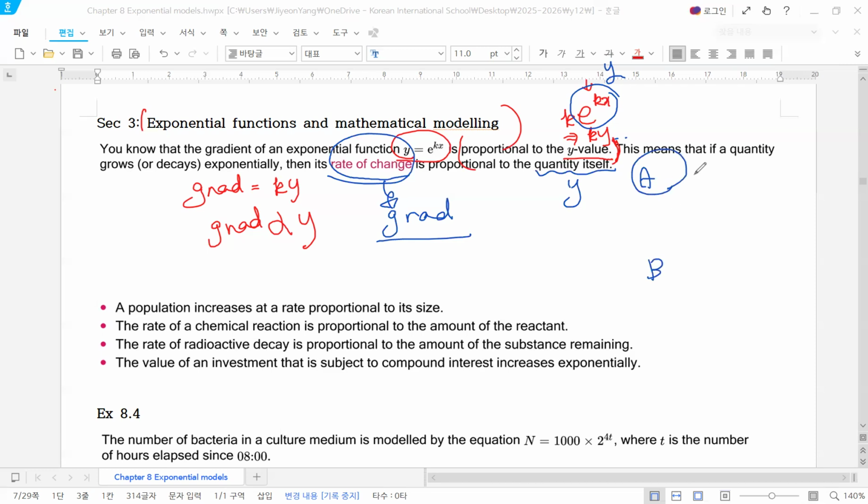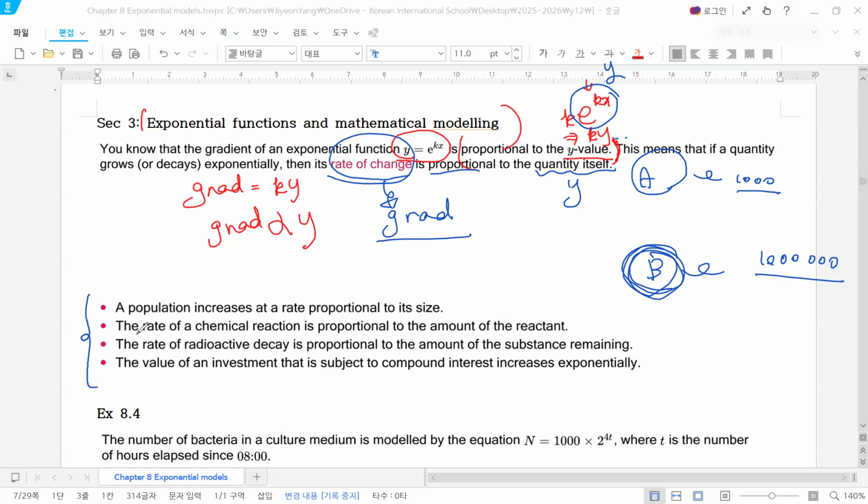Actually, it makes sense because, guys, let's imagine that there are two regions, region A and region B. In region A, the population is 1,000. In region B, the population is 1,000,000. Which region has the bigger speed of population growth? B. As the population is bigger, the number of children is more and more, right? That's why the rate of change is proportional to the quantity itself. So the rate of change is way bigger in region B than in region A.